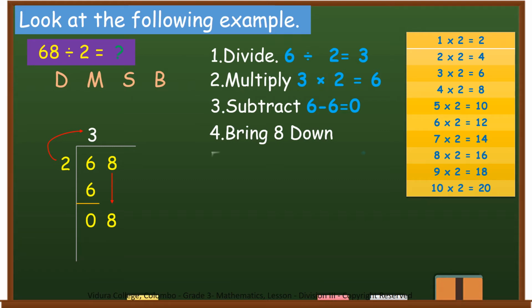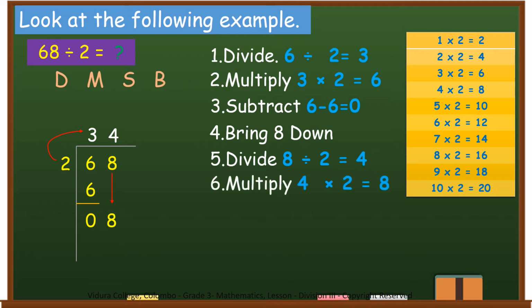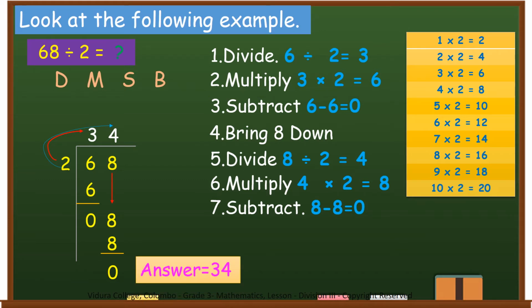First, divide 8 by 2. 8 divide 2 is 4. Write 4 on top of 8. Then multiply 4 and 2. 4 times 2 is 8. Then subtract. 8 subtract 8 is 0. Now, when you divide 68 by 2, what is the answer? The answer is 34.